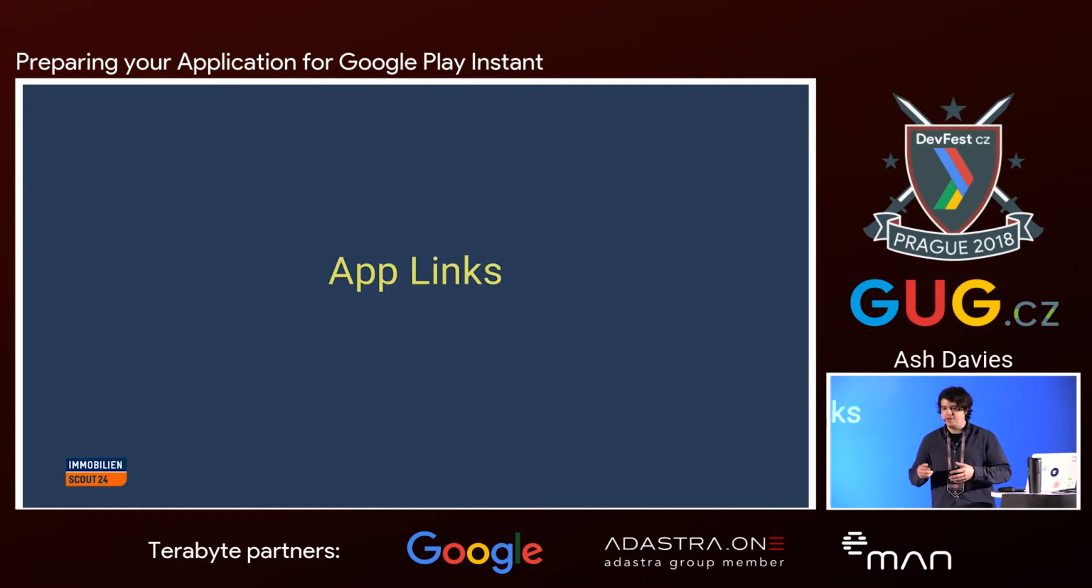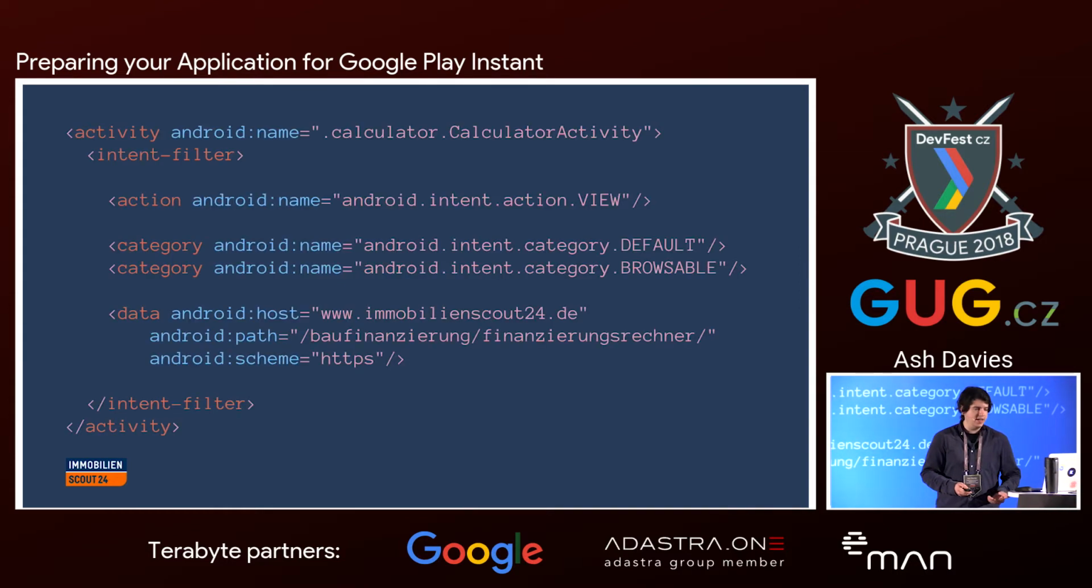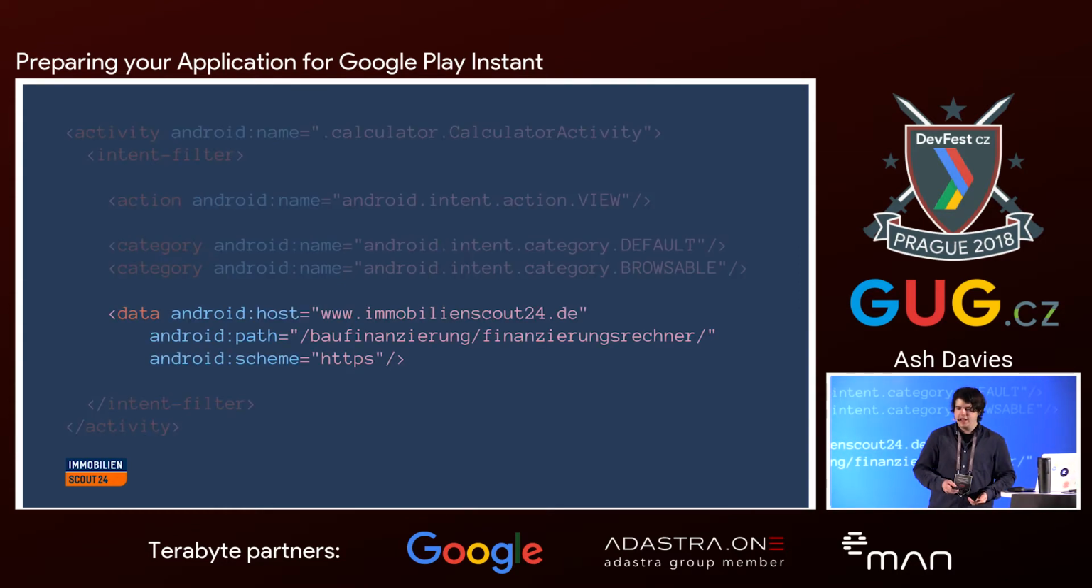App links are a sort of subset of deep links, and they are a representation of a URL that is in your application and can be handled by your application that you also own. So, for example, we own the website immobilienscout.de. And as you can see here, you've got the host, path, and scheme. Because we own this domain, we can then say that this app can handle it. And of course, we have the verification of the APK so that Google knows this is really us, so it's not possible for somebody to try and hijack your URL.